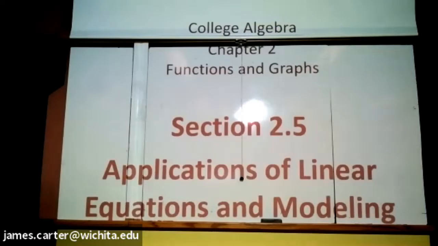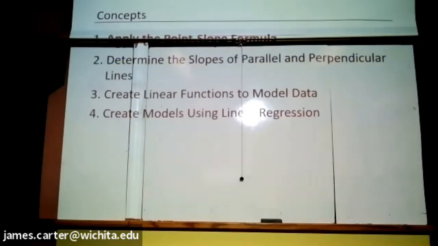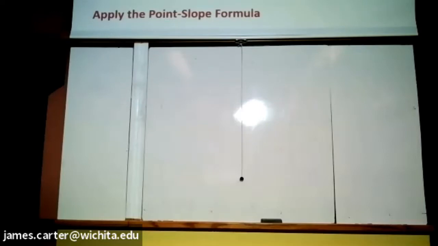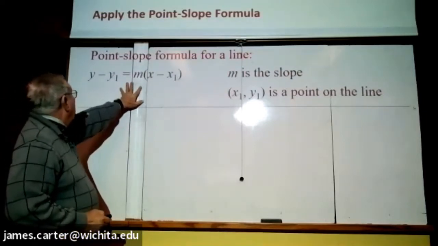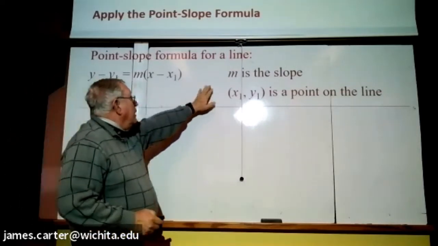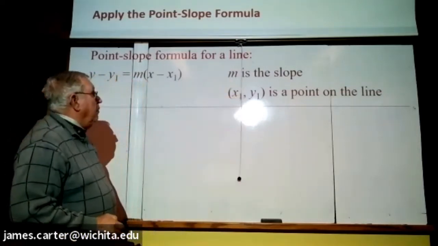Okay, we're beginning section 2.5. Determine the slopes of parallel and perpendicular lines. We've already discussed that. We created linear functions and we don't do the regression. Now the point slope formula for a line. I gave you an introduction to this on Friday. So let's go ahead. Here, this is called the point slope formula, where m is the slope and you've got some point on the line.